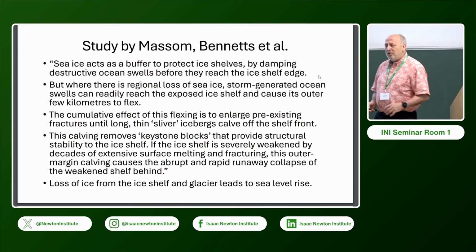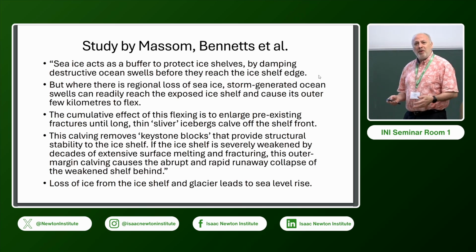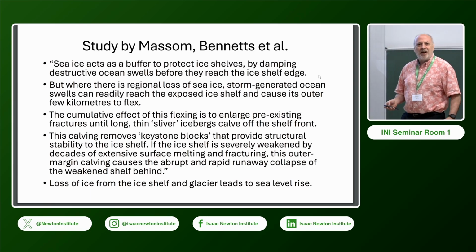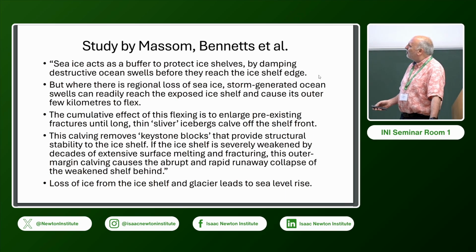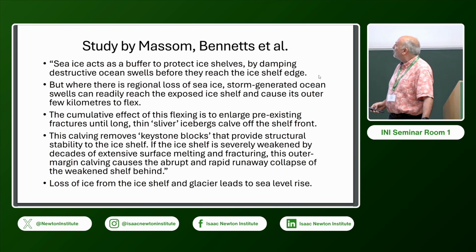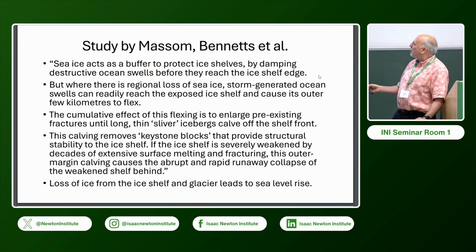Okay, so Luke and others have been working on the effects of receding sea ice and its impact on ice shelves. I'll draw a cross-sectional schematic of what an ice shelf looks like in a minute. But essentially what they say is that sea ice acts as a buffer to protect ice shelves by damping destructive ocean swells before they reach the ice shelf edge.